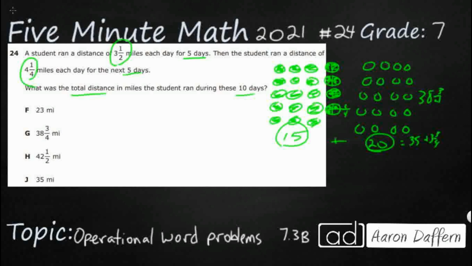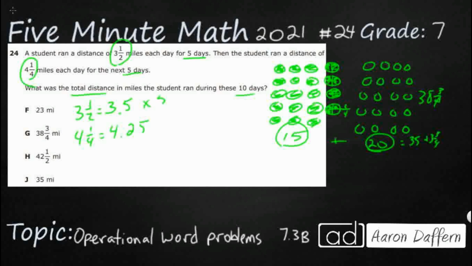Now, if I didn't want to draw pictures, here's another way we could do it: we could just turn these into decimals. So these are benchmark fractions that we should know. So 3.5 is the same. We should know that a half is 0.5, 5/10, right? And we know that 4 and 1/4 equals 4.25. 1/4 is 25 cents. Think of it like that, 4.25.